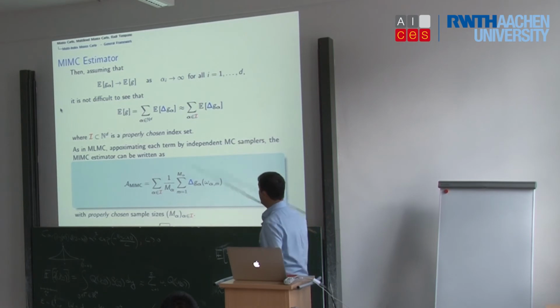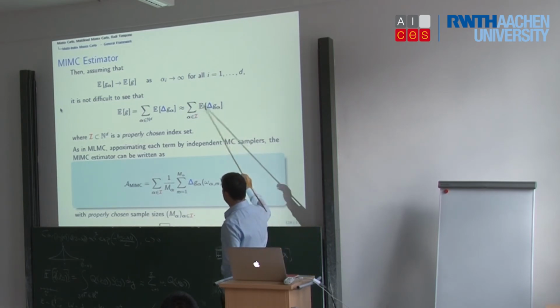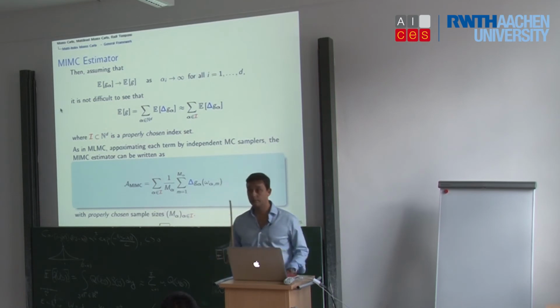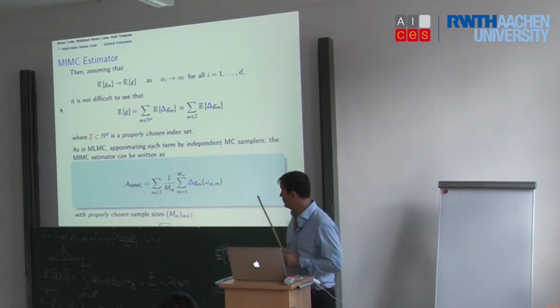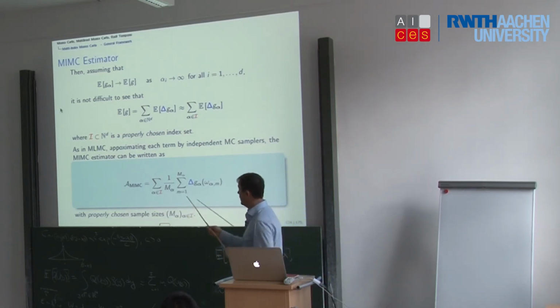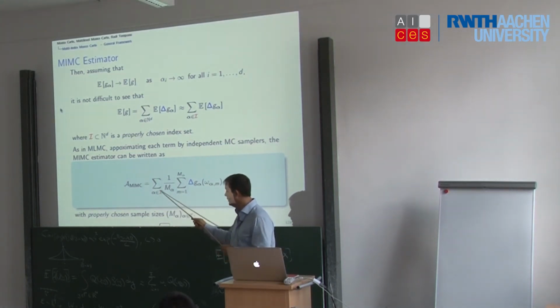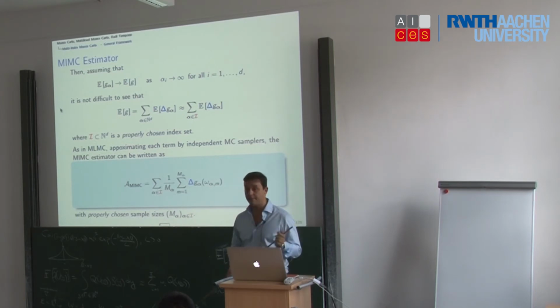Okay, and once you're here, you just apply Monte Carlo as you did with multilevel, and you get this estimator. Sum over indices, and then Monte Carlo for each of these quantities. All right? So now we have to choose the M alphas in an optimal way. That will not be difficult at all. What comes new in this context is the choice of this I.